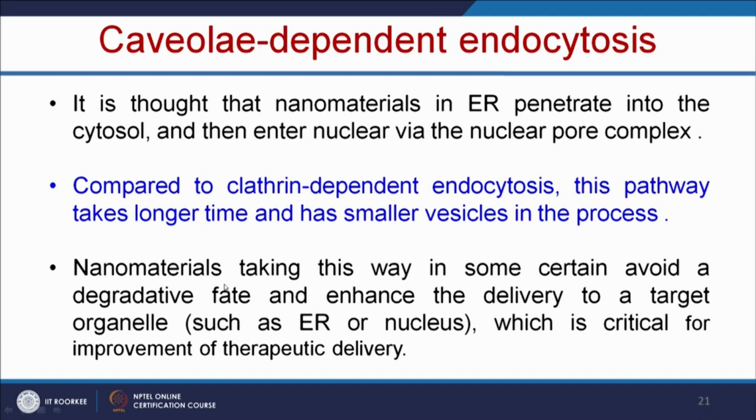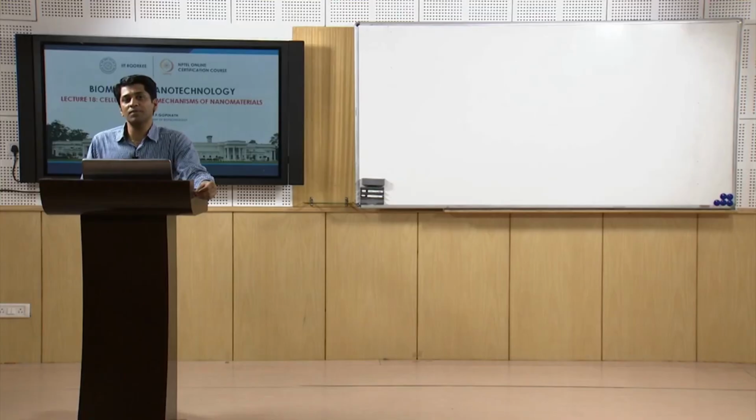And the nanomaterials taking this way avoid the degradative fate, and it enhances their delivery to a target organelle such as the endoplasmic reticulum or the nucleus, which is very important for improving therapeutic delivery. For example, if you are making a nanoparticle for delivering an anti-cancer drug or any other therapeutic molecule, and it takes this caveolae dependent endocytosis pathway, it can escape from the lysosomes and reach the cytoplasm or the nucleus to increase the therapeutic efficiency.